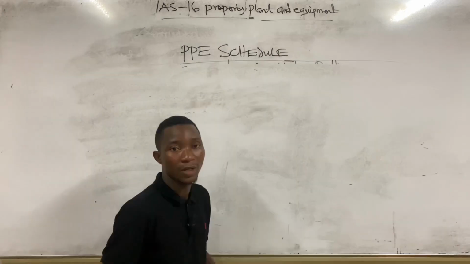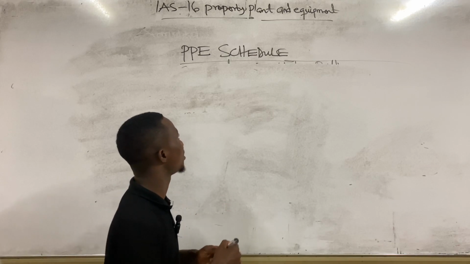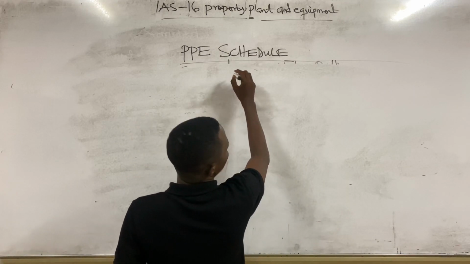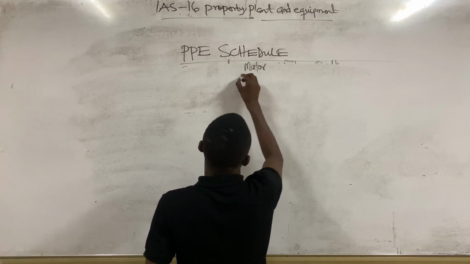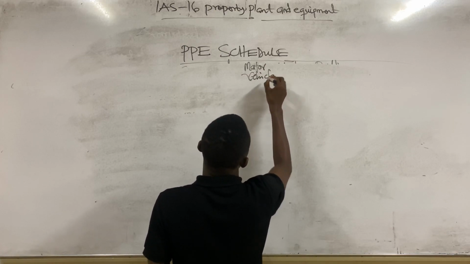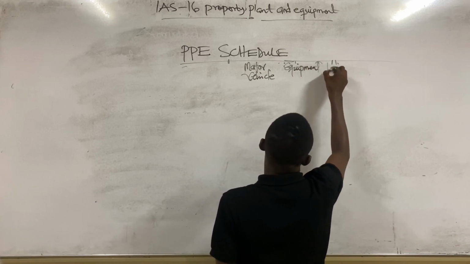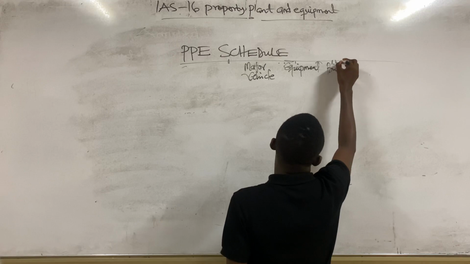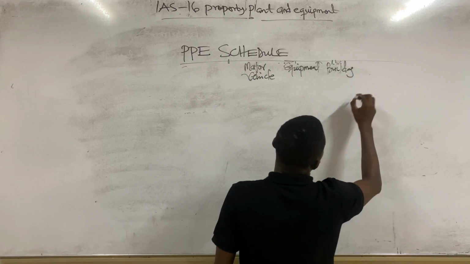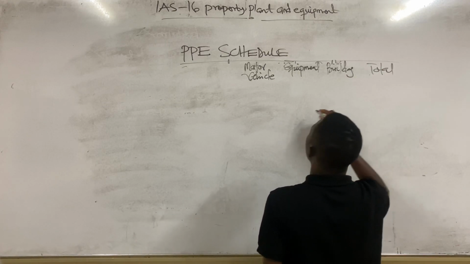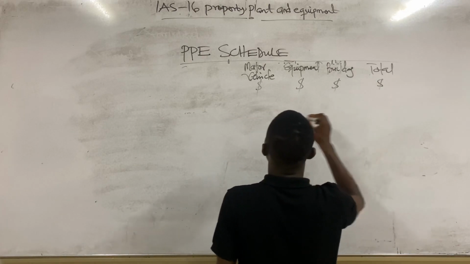So the PPE schedule. Let's consider three different assets as items of PPE. Let's talk about motor vehicle. Let's talk about equipment. Let's talk about building. Then we talk about the total. So all in dollars.